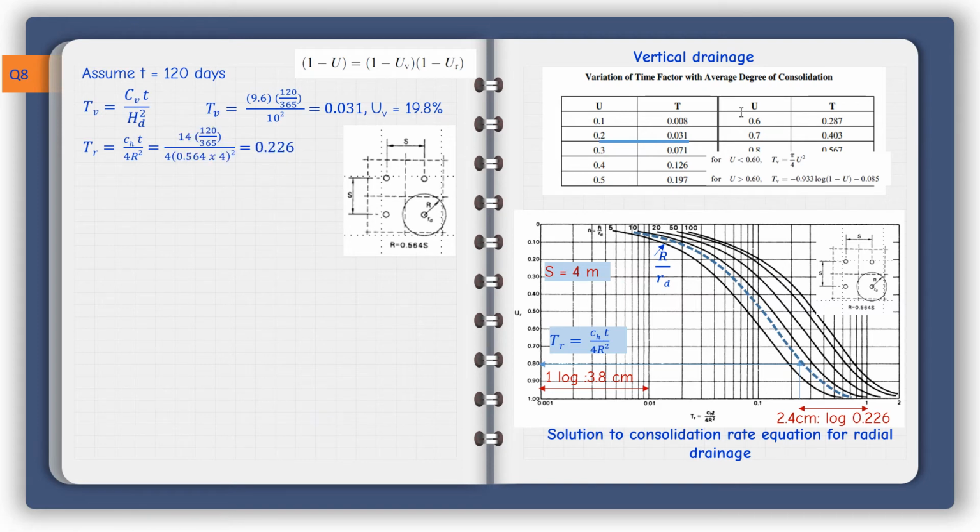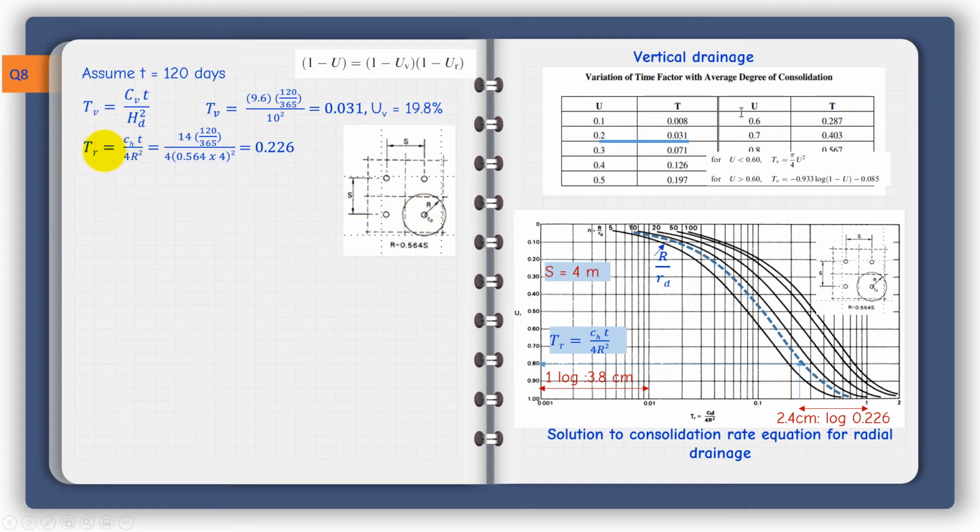Let us see how we're going to get the radial degree of consolidation. Again, we have this equation here. That is the equation when the radial consolidation is solved. So CHT divided by 4R square. R is the radius of this virtual consolidation circle. And R small here, by the way, is the radius of the sand drain itself.